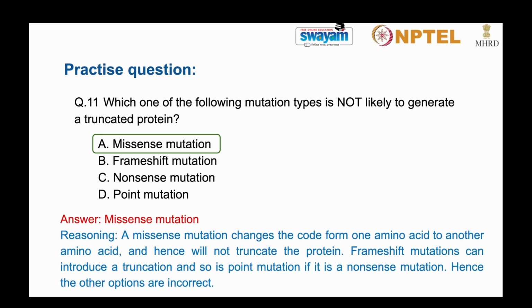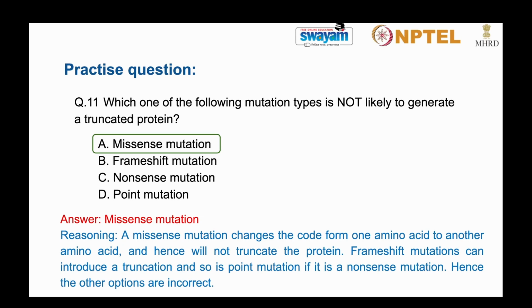And we are saying that missense mutation is not going to generate it, but sickle cell anemia is also a point mutation. I think you are confused between truncated and distorted protein. Truncated, according to Google, means to make something shorter, especially by cutting off from the top or end. So only missense mutation will be the answer.